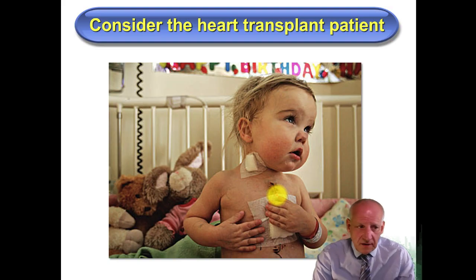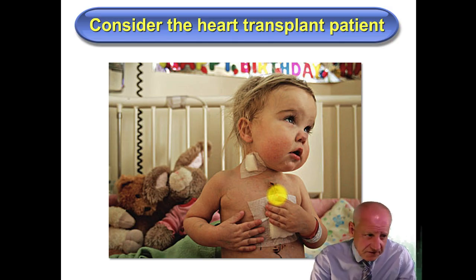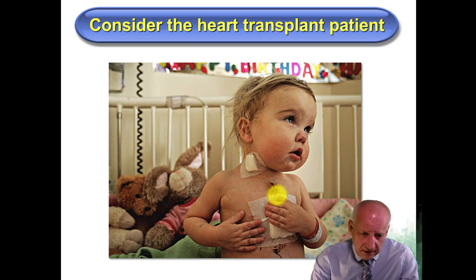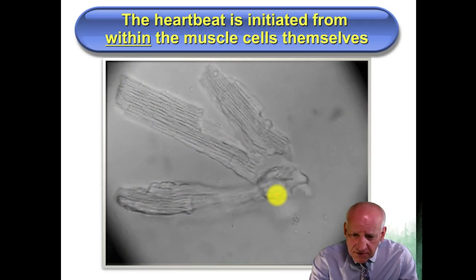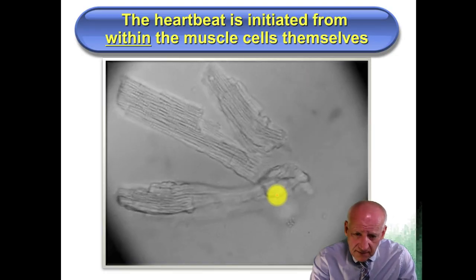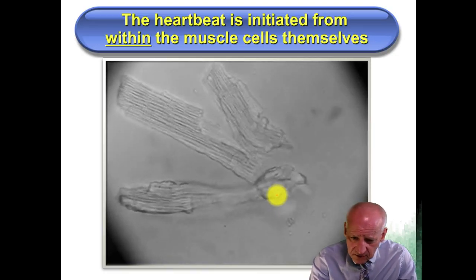Or consider a patient that has received a heart transplant. Their new heart is completely denervated. The surgeon does not reattach the vagus and the stellate nerves to the new heart. But in fact, these patients can function quite well, and the transplanted heart can even increase its output in response to exercise. Imagine that. We're going to find out how that occurs later on. So this demonstrates that the heartbeat is initiated from within the muscle cells themselves. No external signals are required.